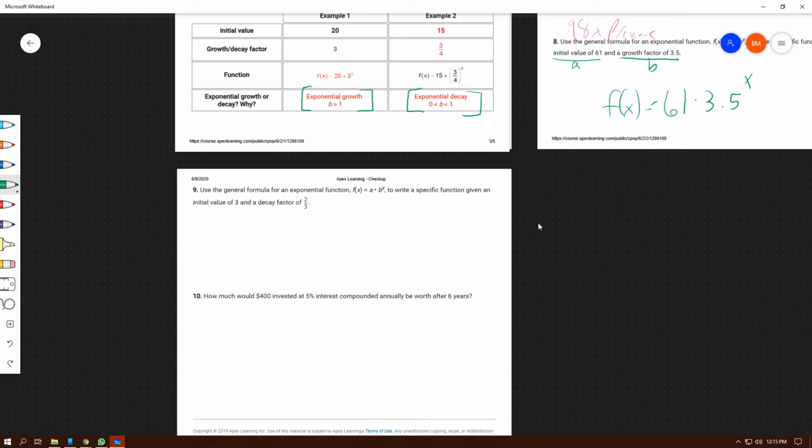Now it's the same thing. They give us an initial value, that's A. They give us the decay factor, that's still B. That's all it is. All right, now the last one.